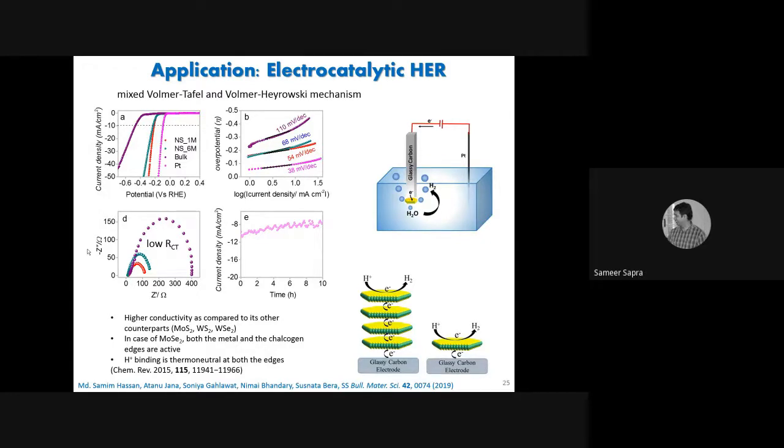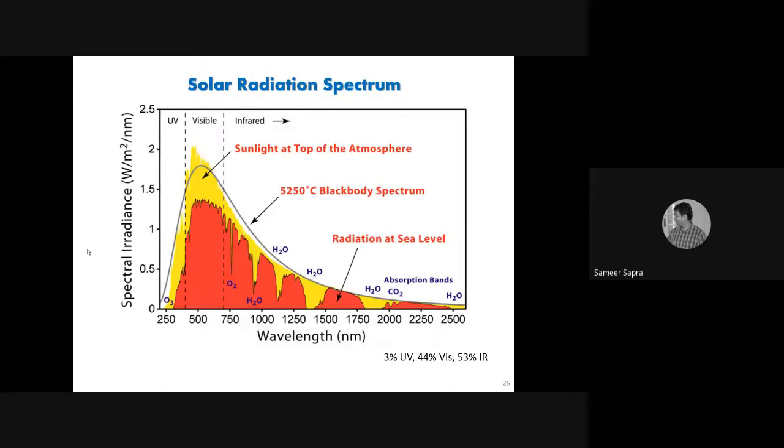So let me just show you what solar cells are all about. To start with, this is the solar radiation spectrum: 3% in the UV, 44% in the visible, and 53%, quite a huge chunk, in the infrared region. Now, of course, this yellow one is at the top of our atmosphere, and the red one is what we receive at the Earth's surface. So one has to worry about these things and see that a material could absorb this sunlight, right?